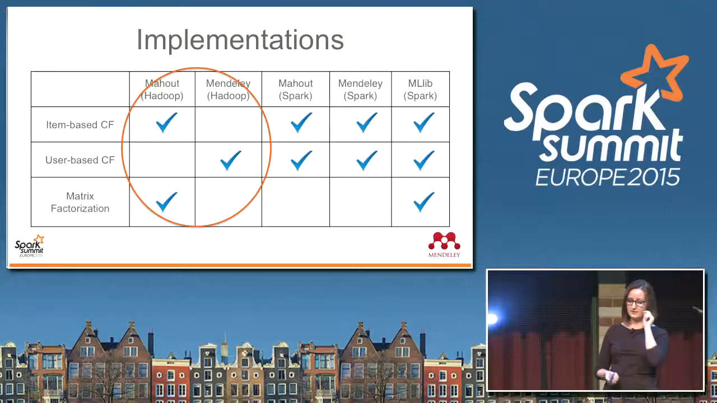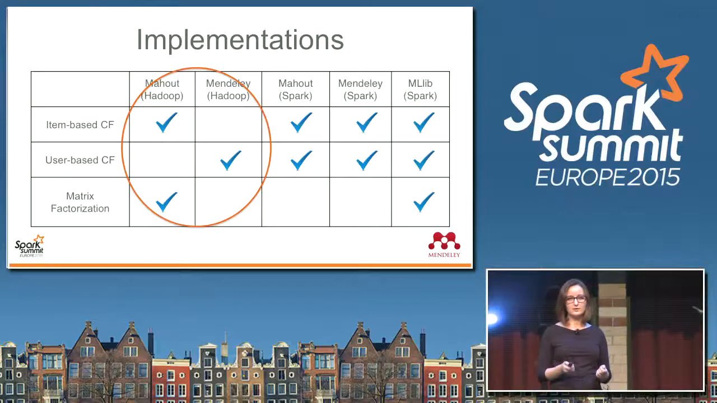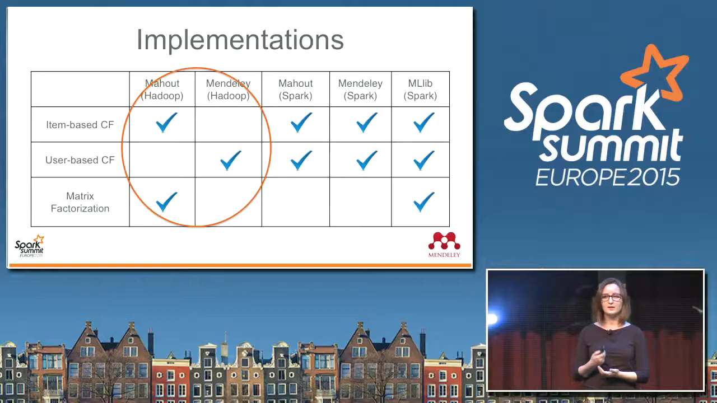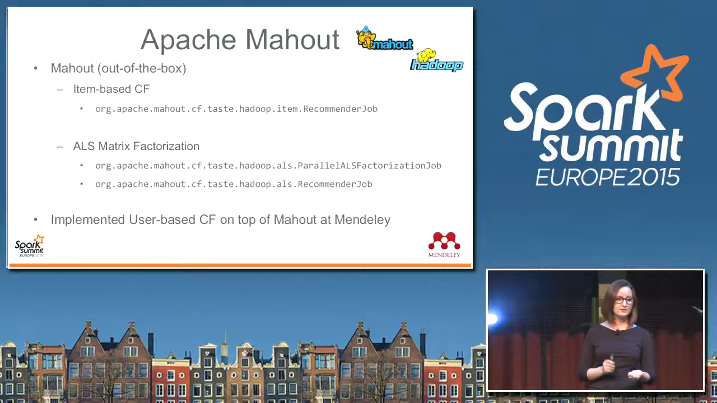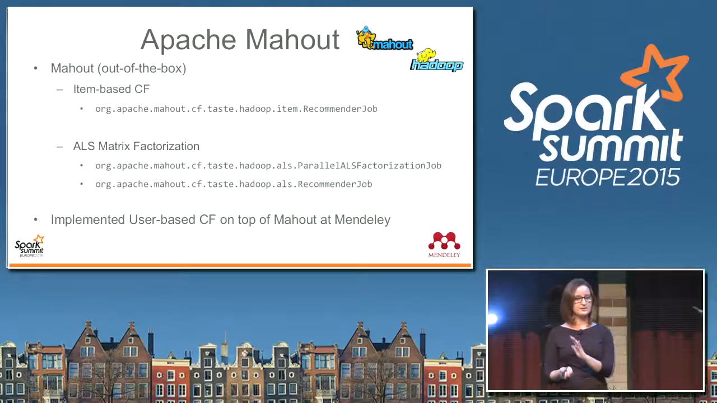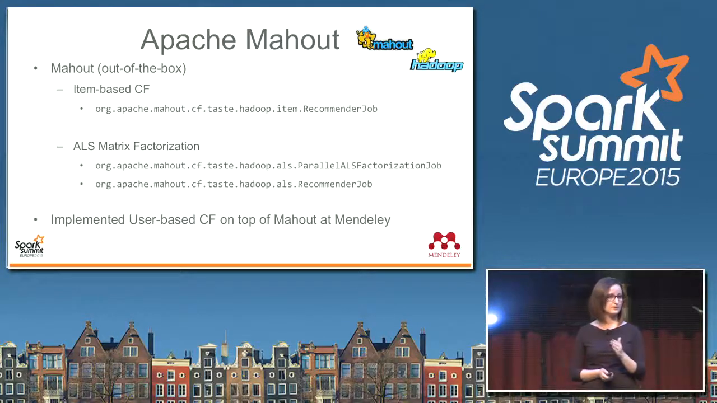I'll first just quickly go over the current Hadoop implementations that we're using. It's still what we use in production. We hope soon to move that onto Spark. It will make everybody a lot happier. Mahout out of the box comes with item-based collaborative filtering and with ALS matrix factorization. And over time, we've also added a user-based collaborative filtering implementation on top of Mahout at Mendeley.